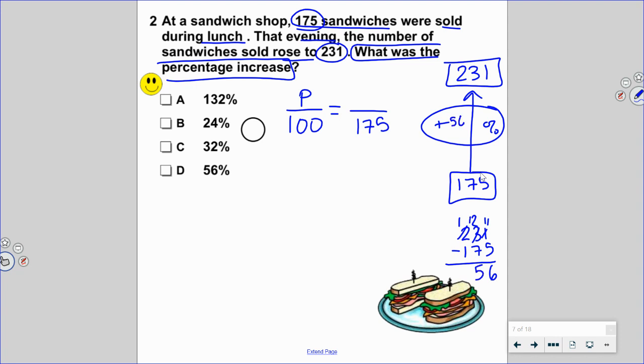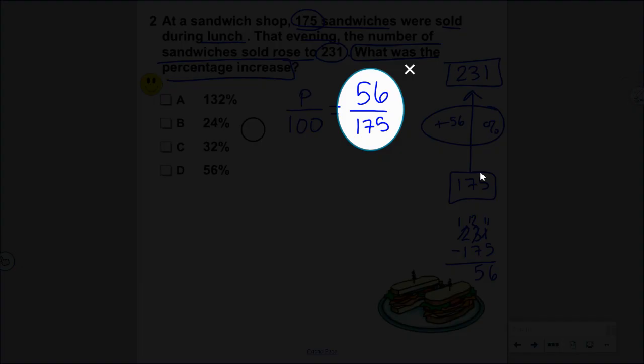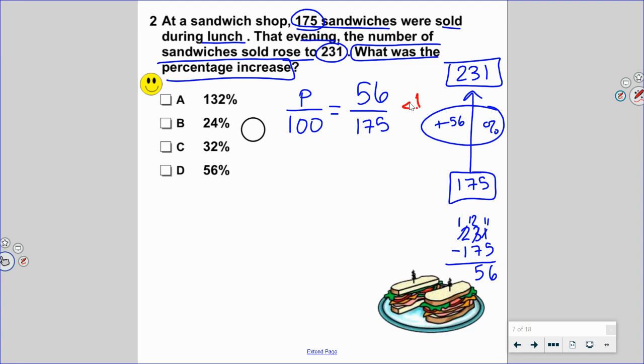To find that it actually increased 56. If all the question said is how many sandwiches did it increase, I have the answer. It's 56 more, but actually it says what is the percentage. Now I'm going to come up with an estimate, and I notice looking right here at this relationship, is it exactly a whole, more than a whole, or less than? Well, that's less than 1 whole. So it's got to be less than 100%. It cannot be choice A.